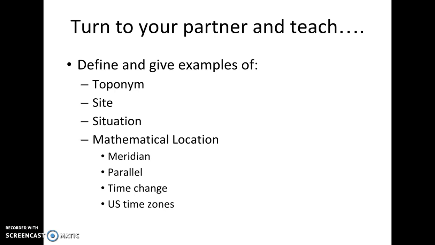When we look at mathematical location, we use parallels, which are the lines of latitude. These are those that are parallel to the equator, so these are the lines that are north and south of the equator. We use meridians, which are the lines of longitude, which those are east and west of the prime meridian. Prime meridian is 0 degree line of longitude, the equator is 0 degree line of latitude. The mathematical location also determines time change and time zones.